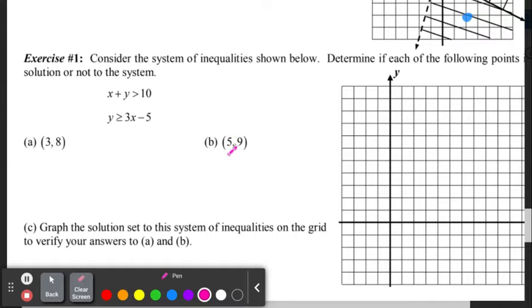Okay. There's a really good chance this will be on your final and or your Regents exam. And there's also a really good chance you're going to have to solve for y. In this question, it says, hey, look at the system of inequalities shown below. Determine if each of the following points is, I think it says, in the solution or not.